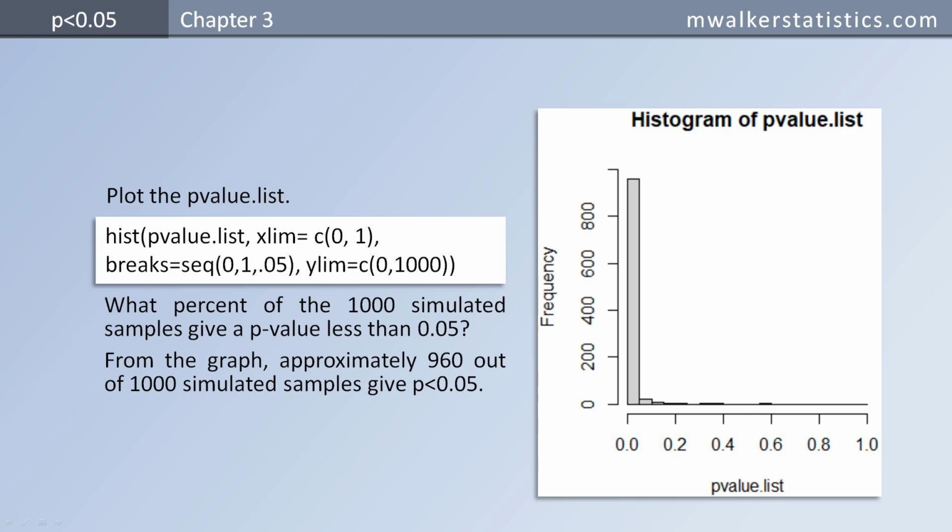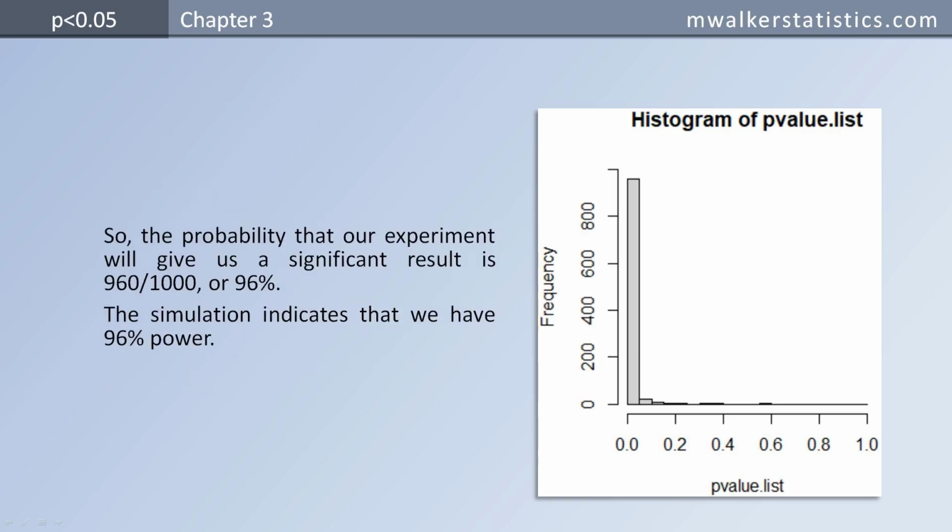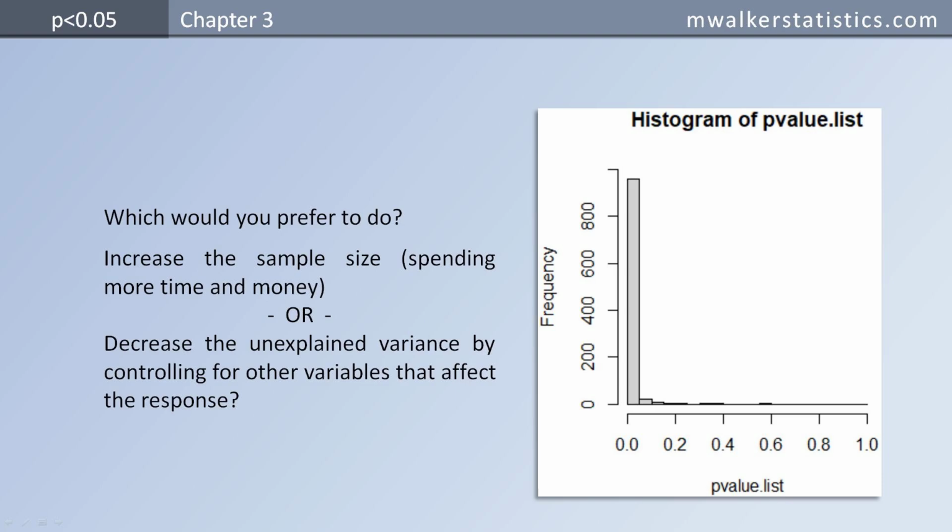From the graph, approximately 960 out of 1,000 simulated samples give p less than 0.05. So the probability that our experiment will give us a significant result is 960 over 1,000, or 96%. The simulation indicates that we have 96% power. Which would you prefer to do? Increase the sample size, spending more time and money, or decrease the unexplained variance by controlling for other variables that affect the response?